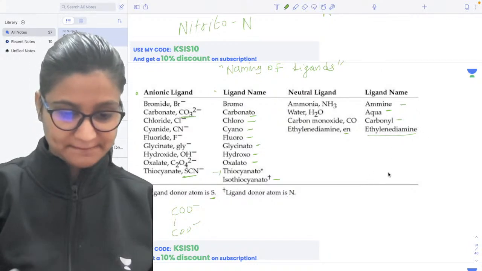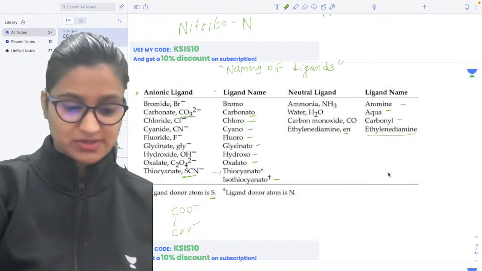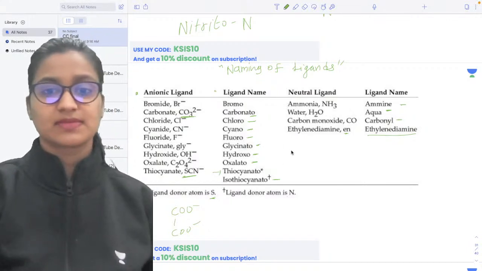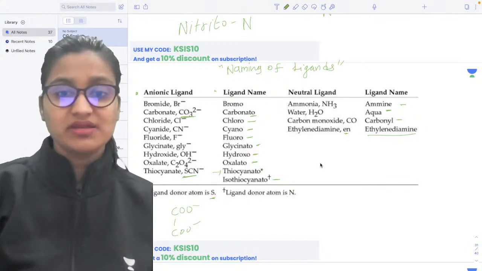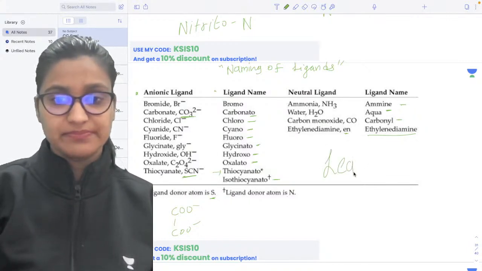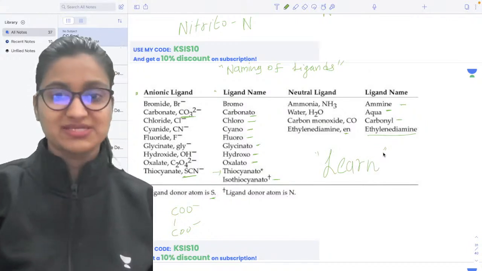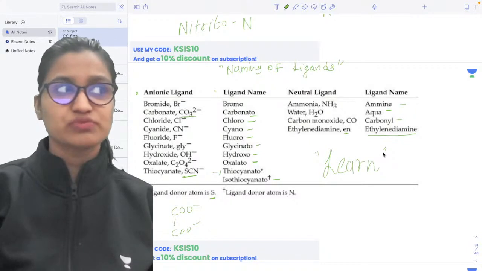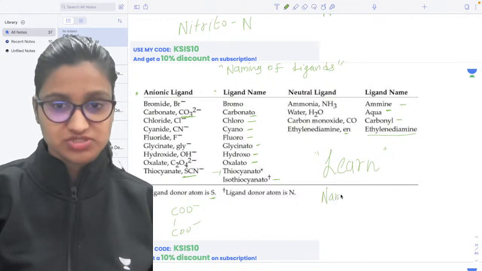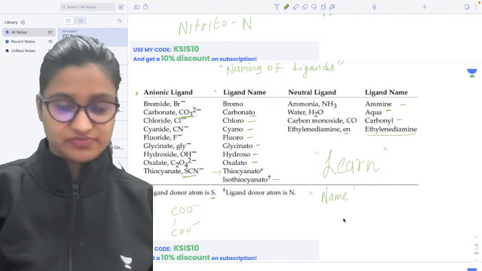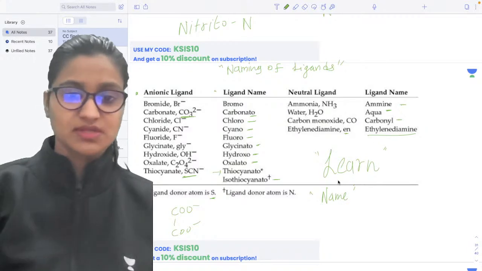So this is the case. It is called ethylene diamine. Take a moment, you need to learn them, because one or two questions will definitely be there in which you have to name the compounds.